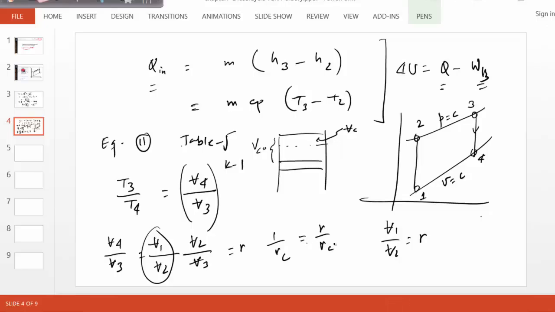So this is an important point. So therefore, to find the temperature at 4, you must know RC and R both. So that's where the diesel cycle analysis primarily differs from the Otto cycle analysis. Everything else is almost about the same.